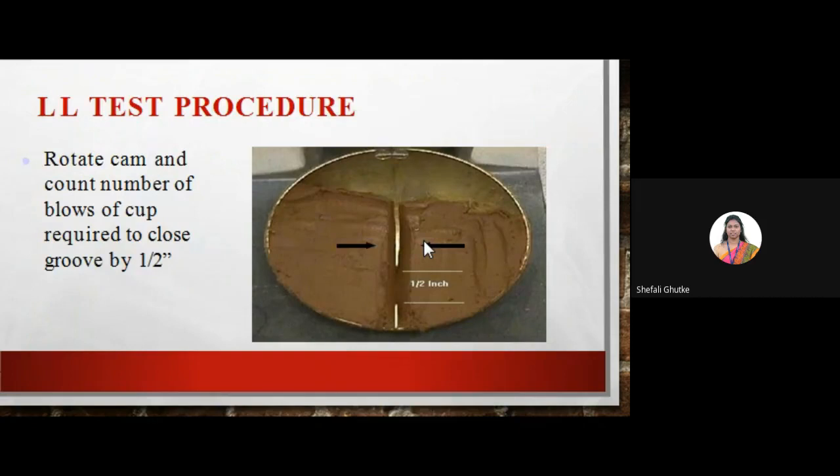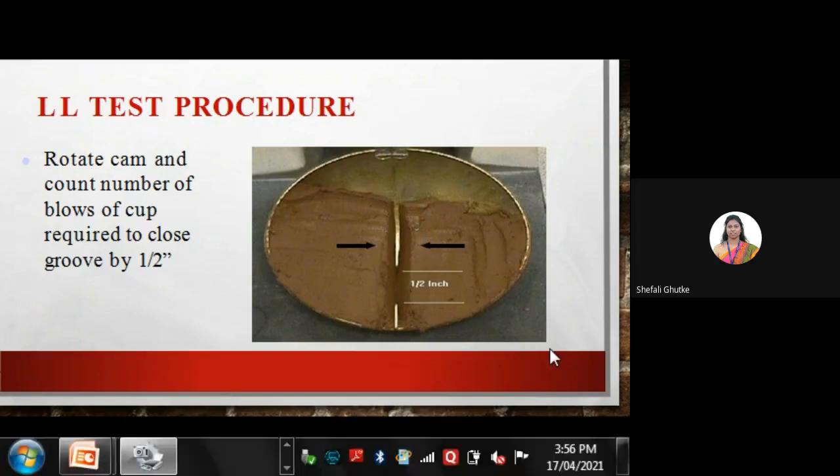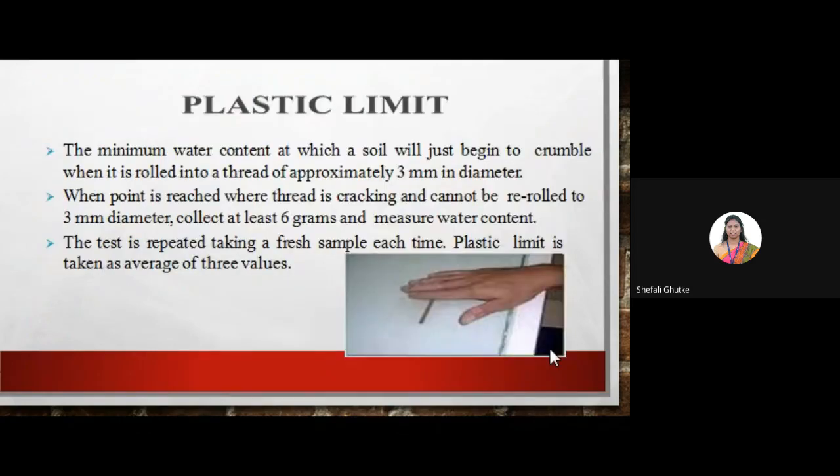After that, we rotate the cam and count the number of blows of the cup which is required to close the groove by ½ inch. We continuously rotate the handle, or we can say the cam, and we count the blows required to close the ½ inch of the soil. Likewise, we are going to perform the liquid limit test.